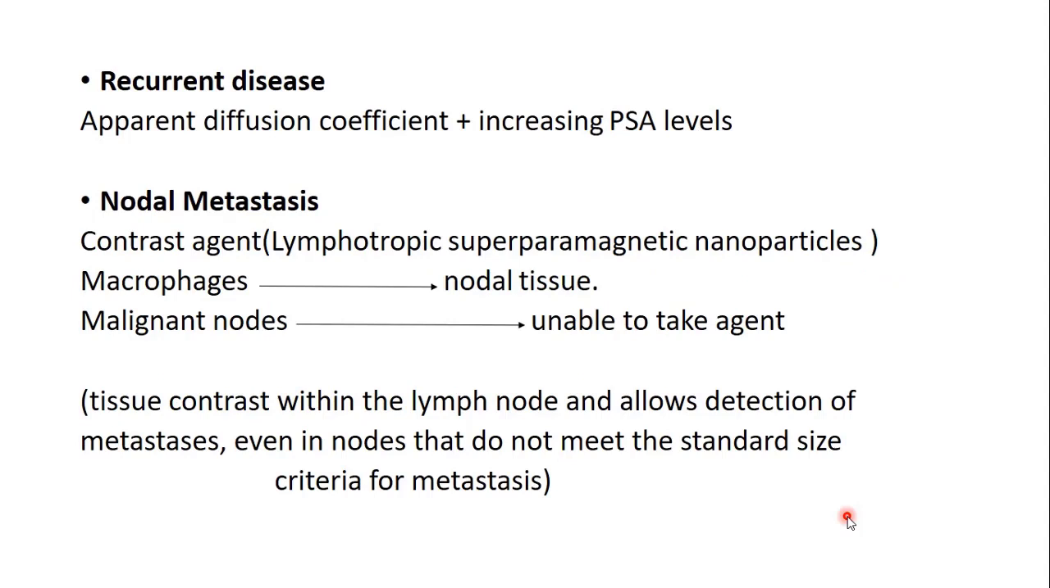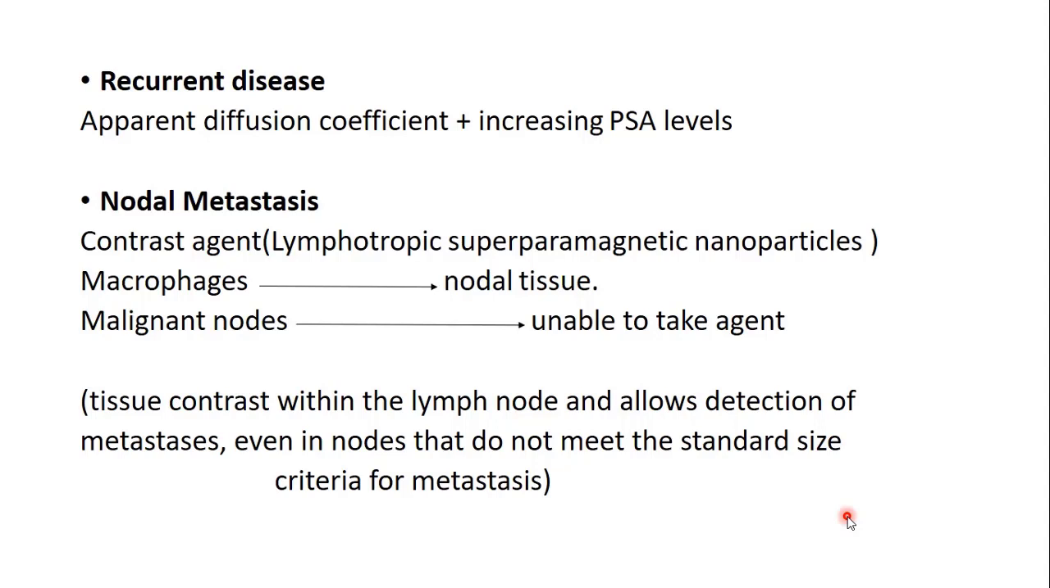Diffusion weighted images also help us in the diagnosis of recurrent disease. In a patient previously treated with surgery or in some other manner, a rising PSA and subtle changes in apparent diffusion coefficient show that there is recurrent disease.